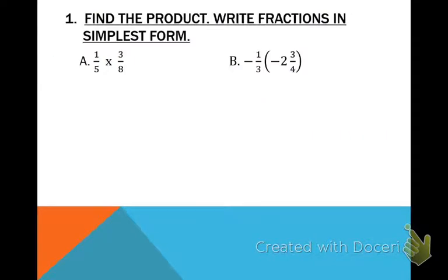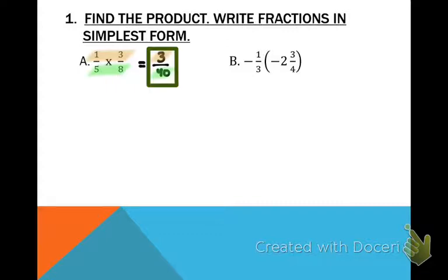So looking at this one, find the product and write the fractions in simplest form. Do I need to have a common denominator? No. Is there anything here that you can see that we can cross-reduce? No. Cross-reducing is only for multiplying, okay? You cannot do it with adding, subtracting, or dividing. Since there is nothing that we can cross-reduce, instead we're just going to multiply across the top. Guys, what's 1 times 3? 3. Then we have to multiply across the bottom. What's 5 times 8? 40. Is there anything that I can reduce there? No. So the final answer is just 3/40.